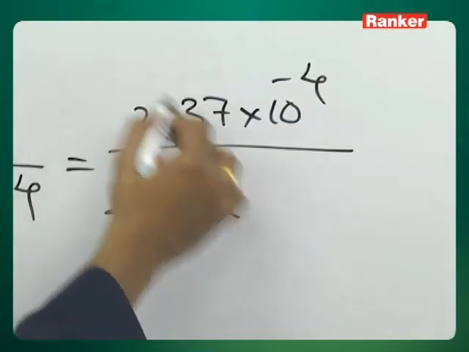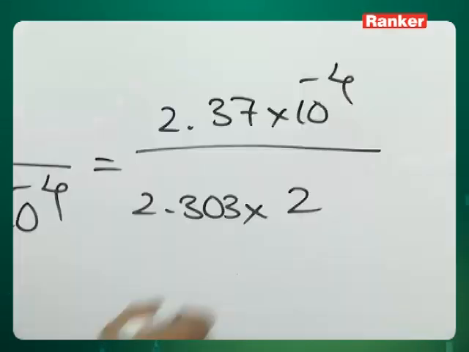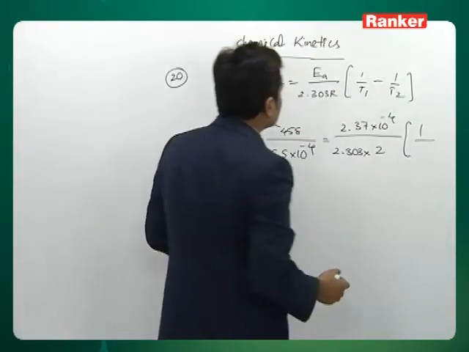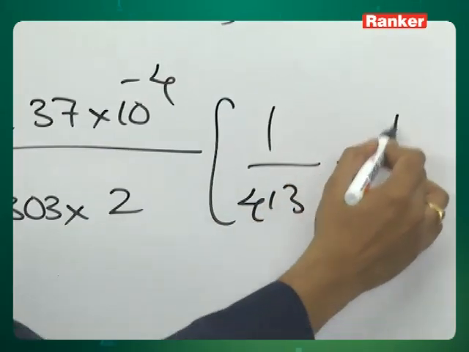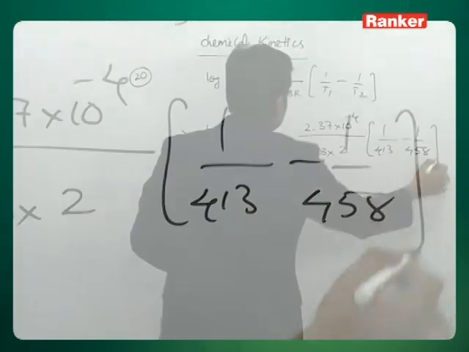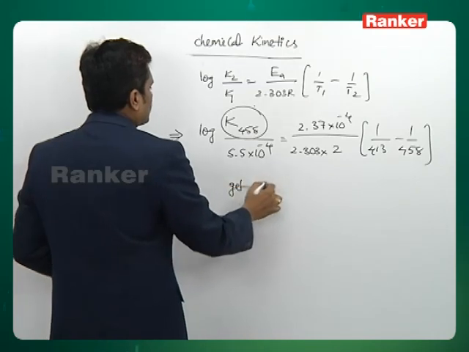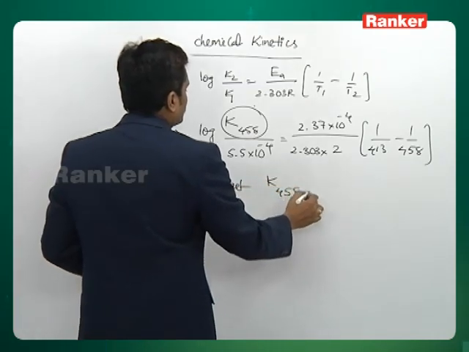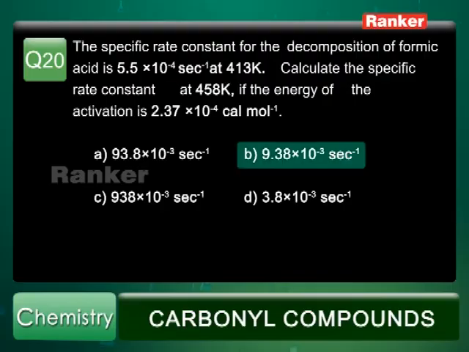Divided by 2.303 into the R value, which you substitute in calories only, that is 2, into 1 by the initial temperature, which is 413, and the final, which is 458. Now the simplification of this simple equation will fetch you the rate constant at 458 Kelvin, and the answer for this question is option B, that is 9.4 into 10 to the power minus 3 second inverse.